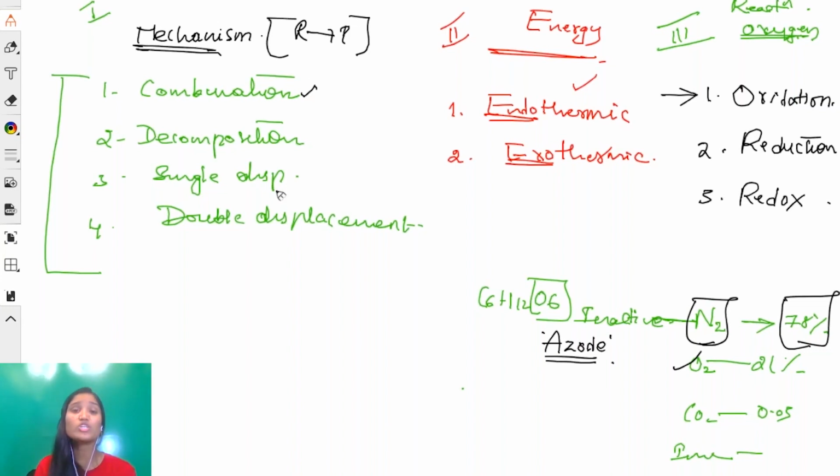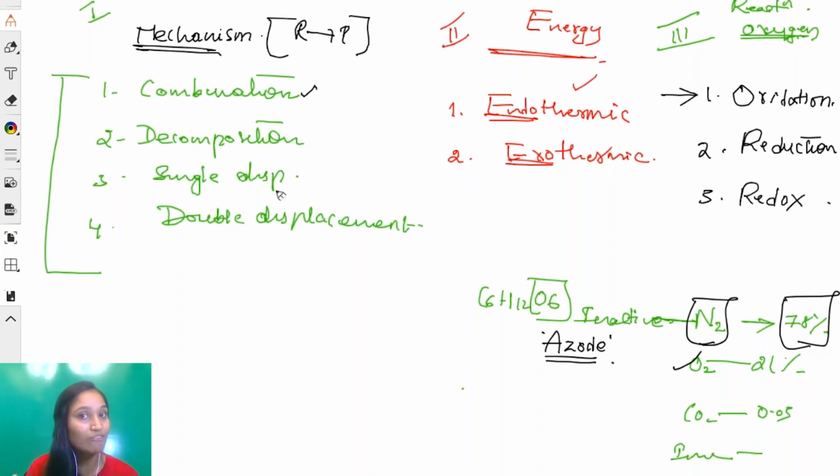Don't assume that one combination reaction cannot be oxidation at all. It could be, based on its composition. A combination reaction can be exothermic, too. So one type of reaction of one classification could also belong to some other classification, right guys? Well, this is a brief idea of the classification of chemical reactions.